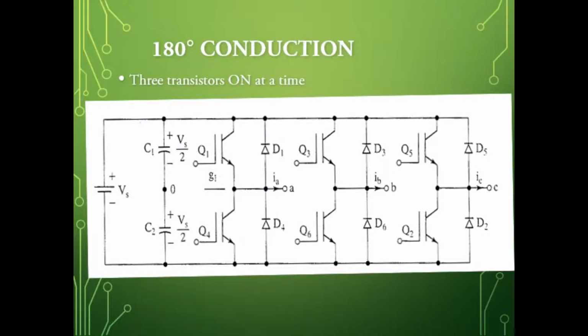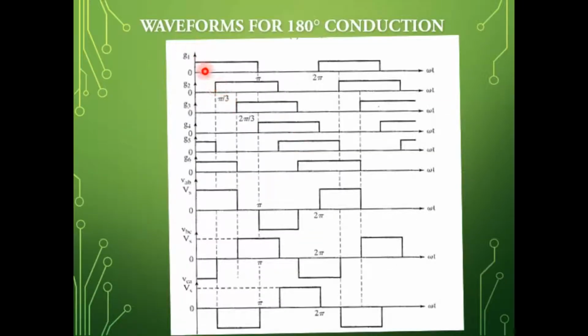See here, you can observe the waveform of the gating signal G1. It is applied for 180 degree. That means each transistor conducts for 180 degree. G2 is applied with respect to G1 having a delay of 60 degree. Again G3 with respect to G2 has a delay of 60 degree, and so on. So each transistor Q1 up to Q6 is applied with the gate signal, and each transistor will conduct for 180 degree, and the delay between each transistor signal is 60 degree.